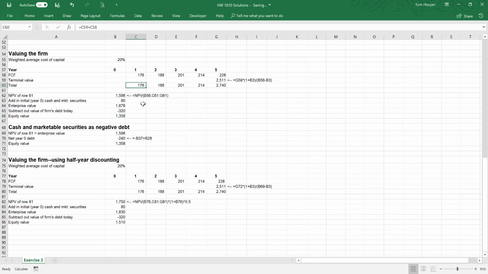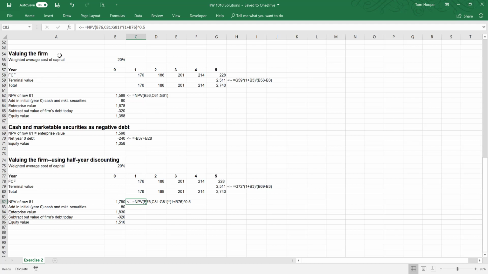Now I said up here we were assuming the 176 happened at the end of the year. If it happened at the middle of the year, how would we adjust for that? Well, we could actually adjust all of these numbers to be reflected at the middle of the year instead of the end by making them a little bit bigger. And we'll make them bigger by the amount of the WACC over half of a year. So if we take the NPV, multiply it by 1 plus the WACC to the exponent of 1/2 of a year, it increases it from 1598 to 1750.